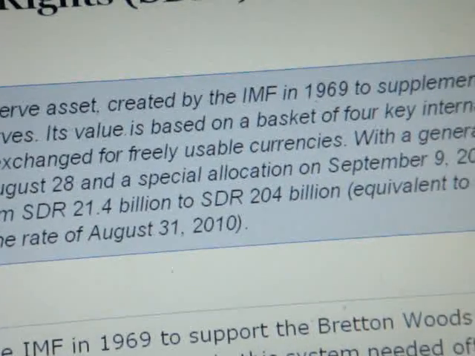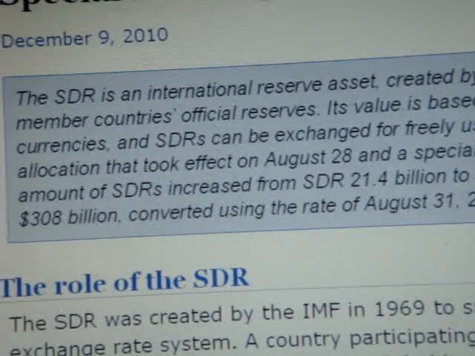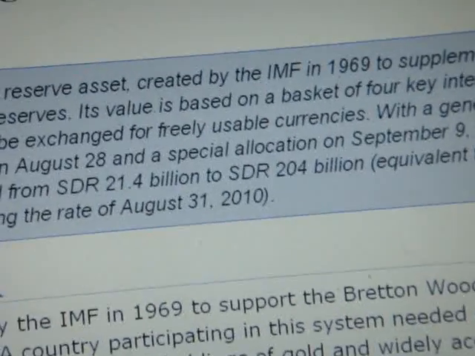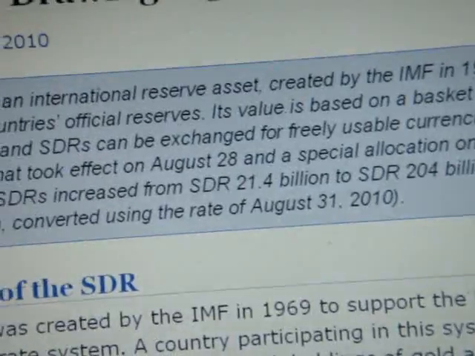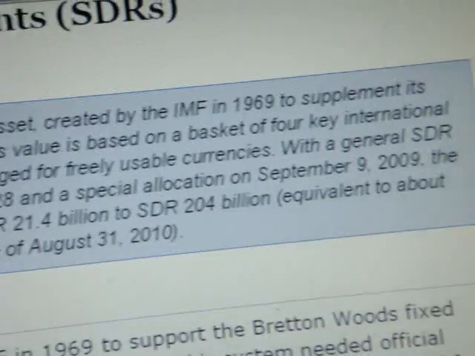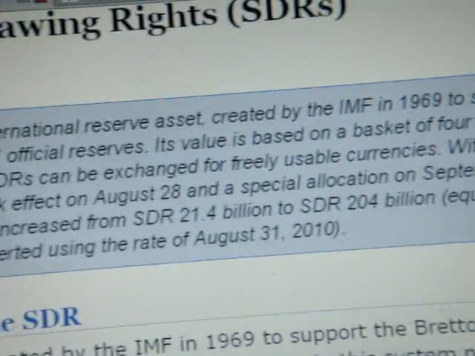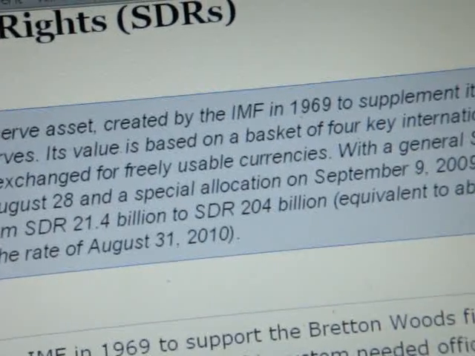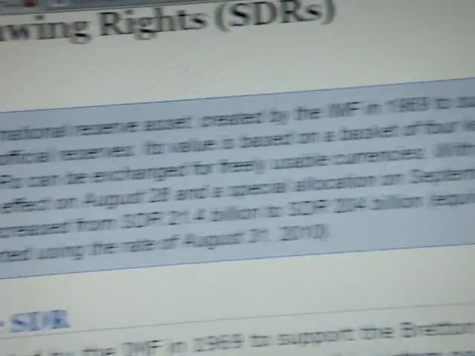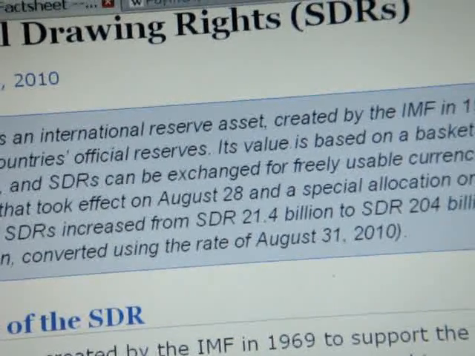Its value is based on a basket of 4 key international currencies, and SDRs can be exchanged for freely usable currencies, with a general SDR allocation that took effect on August the 28th and a special allocation on September the 9th, 2009. The amount of SDRs increased from SDR 21.4 billion to SDR 204 billion, the equivalent of about $308 billion converted using the rate of August the 31st, 2010.